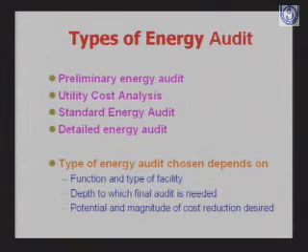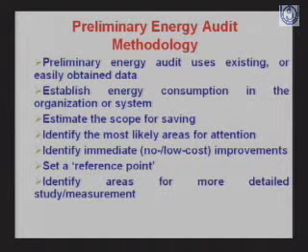The type of energy audit to be selected depends on the function and type of facilities, depth to which final audit is needed, and potential and magnitude of cost reduction desired. These are the basic areas on the basis of which audit is to be selected. Preliminary energy audit, basically it covers 70% of the energy utilized. It's a basic, is a walkthrough type of audit where housekeeping measures are identified, the low cost measures are identified, no detailed investigations are done.